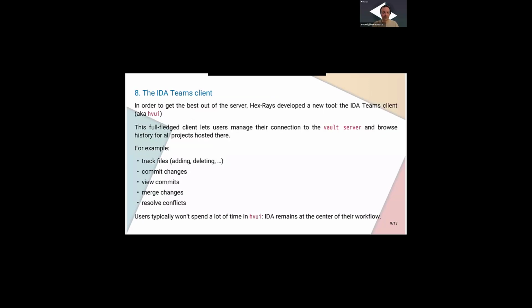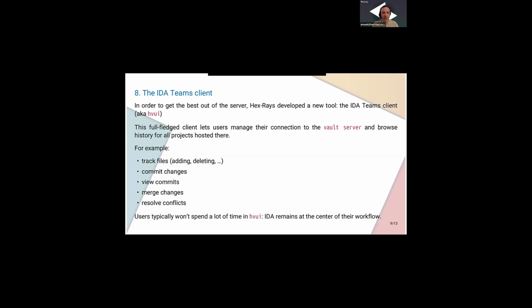Now, in addition to this, we came up with the IDA Teams client because we wanted to be able to get the best out of the Vault server. So we came up with this client, which we also sometimes refer to as HVUI. It's a full-fledged source code repository management client, which lets the users perform a ton of operations: tracking files, committing, viewing the commits and the history for files, merging, resolving. It's extremely powerful, but it is nevertheless just an interface to the server.